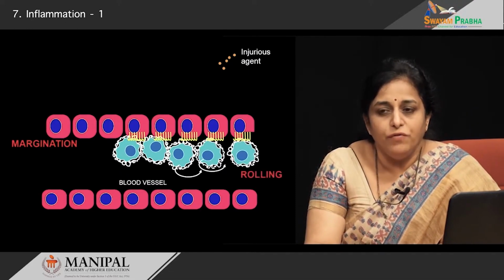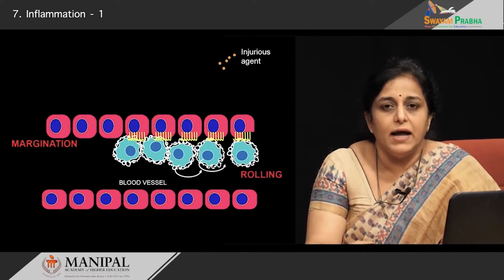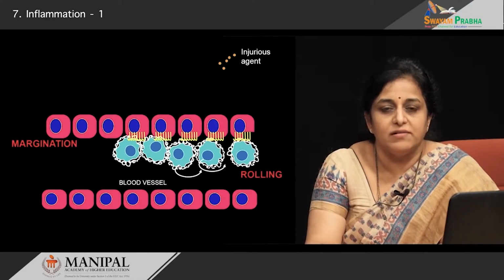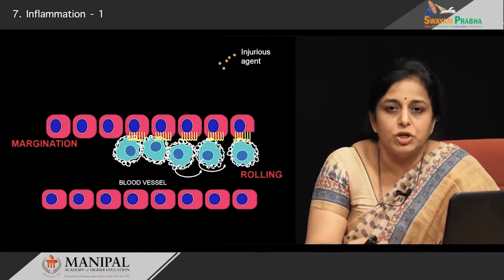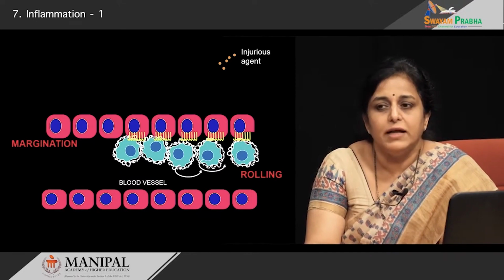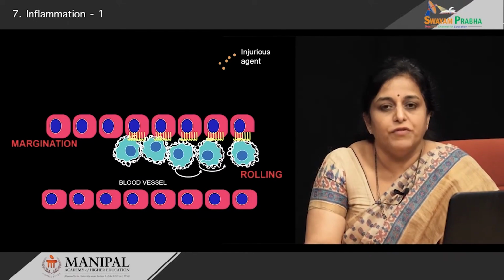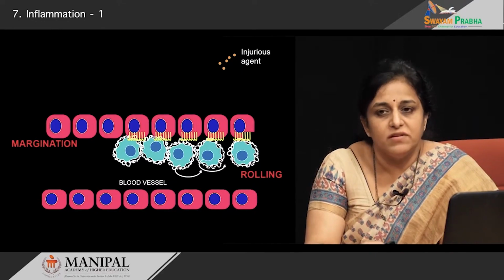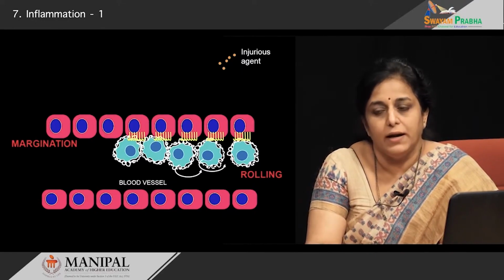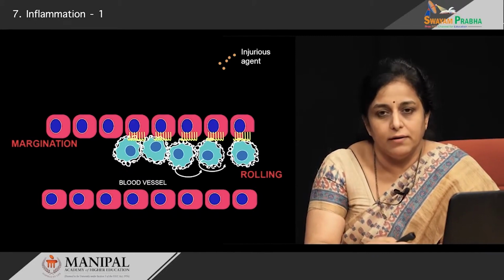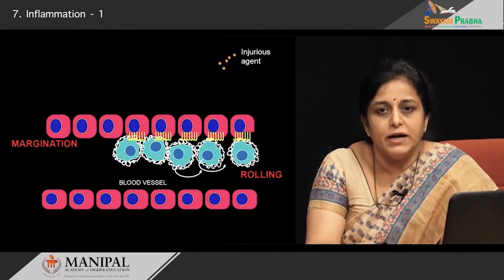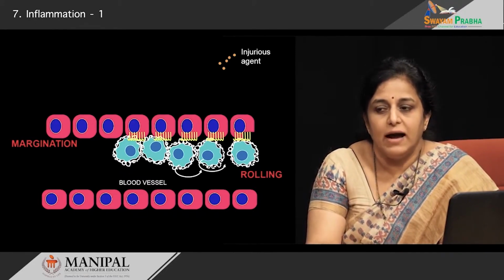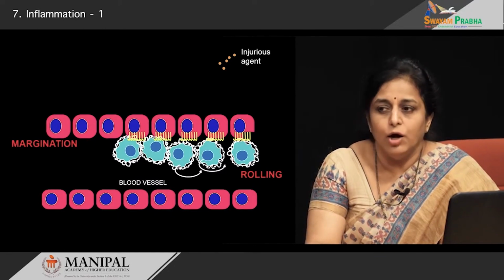Okay, so, what we are seeing here in rolling is that the adhesion molecules on the endothelial cells and the complementary adhesion molecules on the leukocytes, they bind to each other. However, this adhesion is a very low affinity adhesion which gets disturbed by the fast flowing blood, because of which they detach to only get further attached to the next endothelial cells, resulting in rolling.